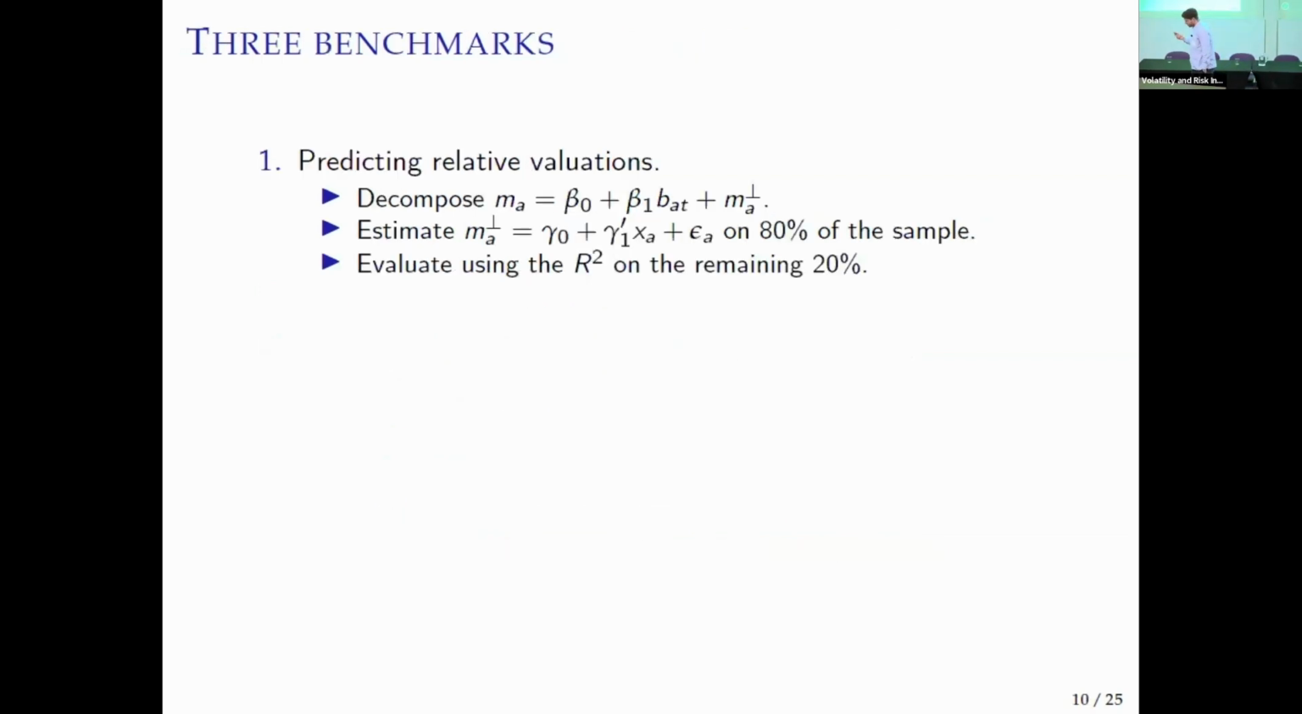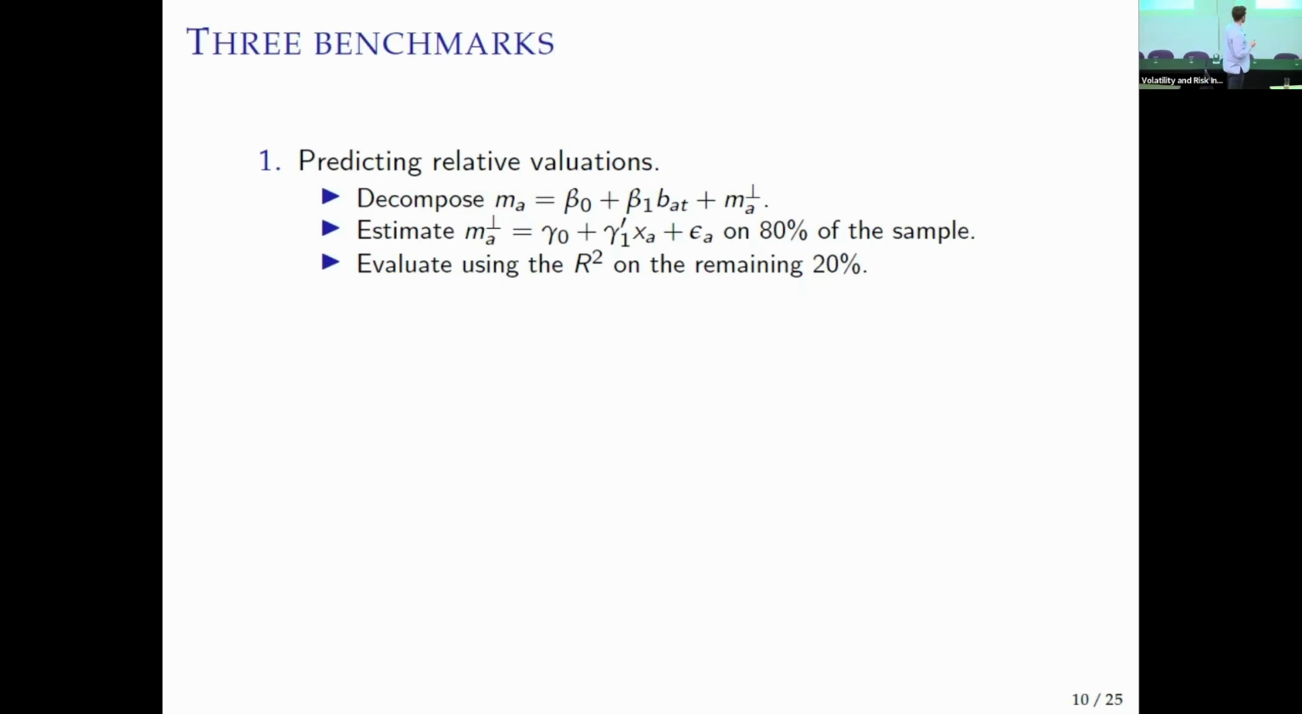We're going to compare holdings-based embeddings to characteristics and simple text embeddings across 3 different benchmarks that we think we should care about. One is predicting relative valuations. I should note that all of the benchmarks that we build in this paper are cross-sectional in nature. We're not doing anything in the time series. We're just saying, given a single cross-section at a point in time, I want to build an out-of-sample benchmark that lets me see how well our embeddings represent that particular asset.